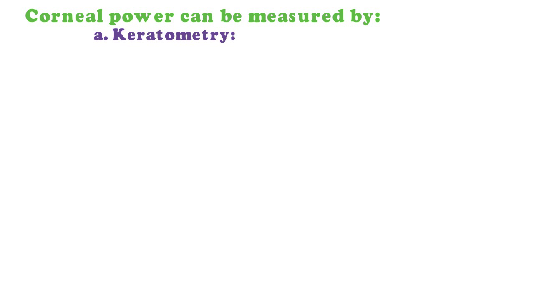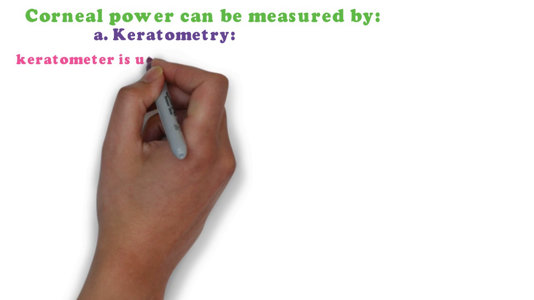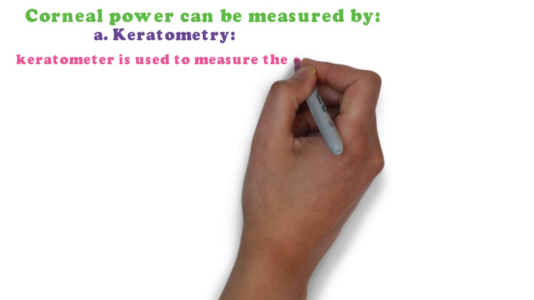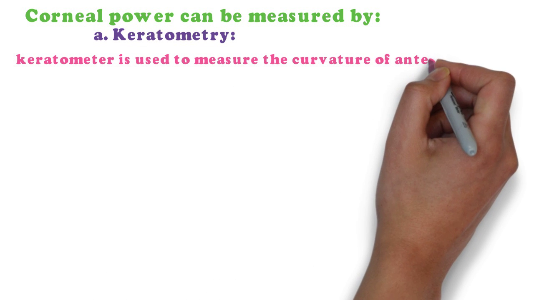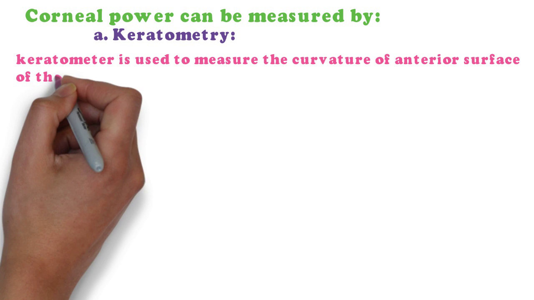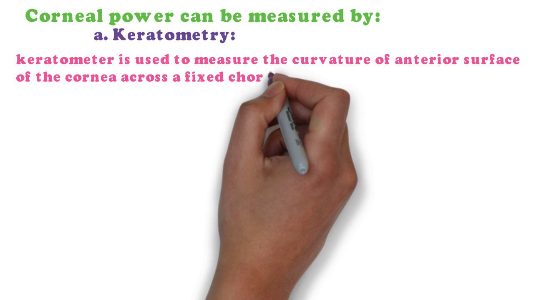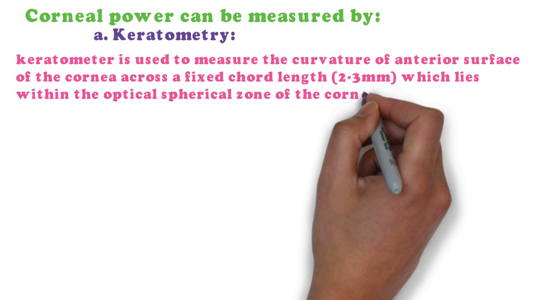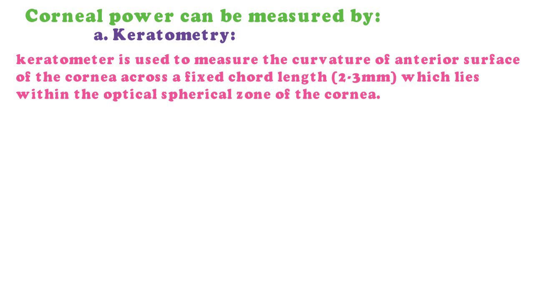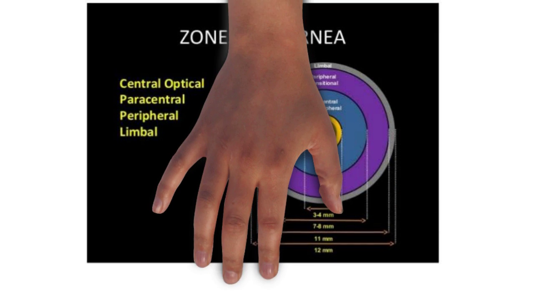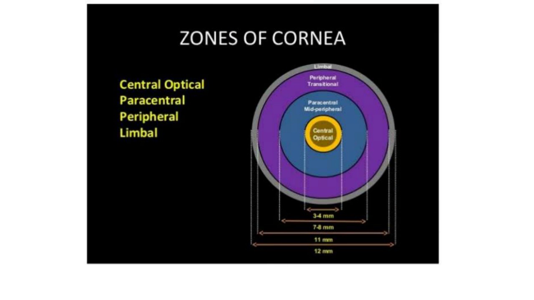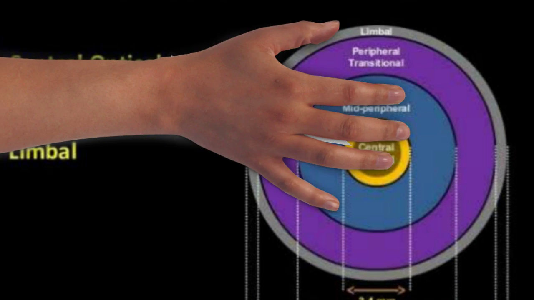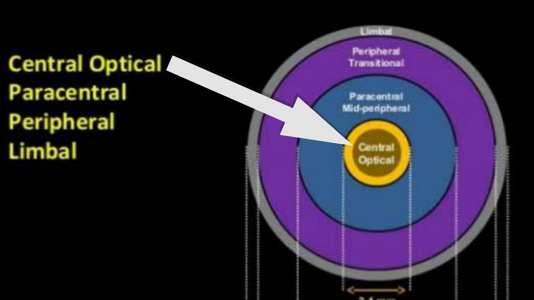In keratometry, a keratometer is used to measure the curvature of the anterior surface of the cornea across a fixed chord that is 2 to 3 mm, which lies within the optical spherical zone of the cornea. Here is a figure of corneal zone and this is the optical spherical zone of the cornea.